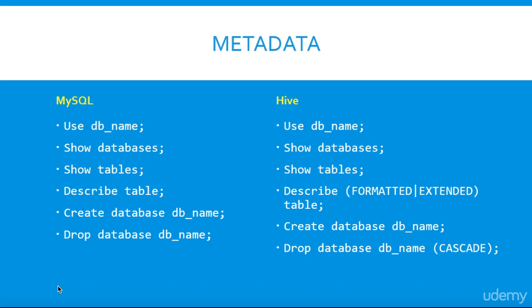To see the code in a clean manner, use describe formatted table name. So this is a command to see all information, also describe all details in a clean manner.